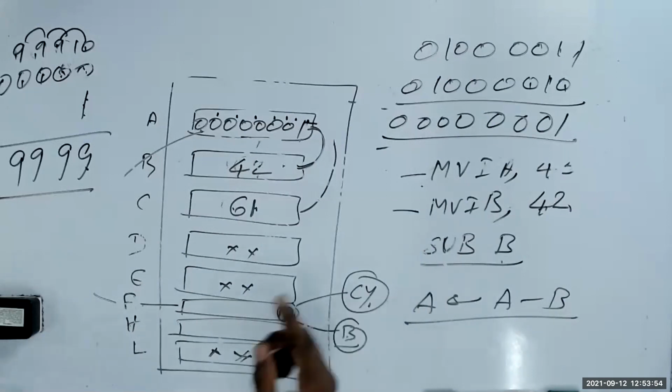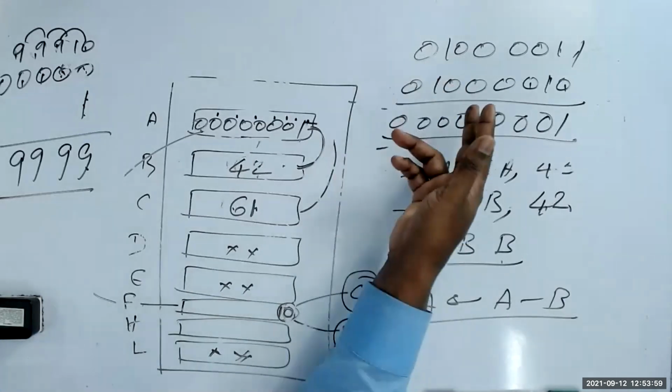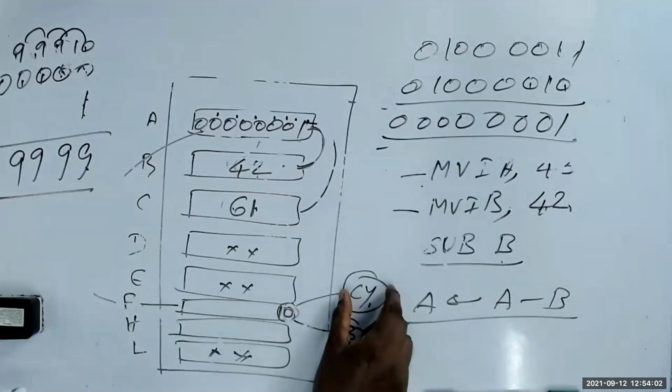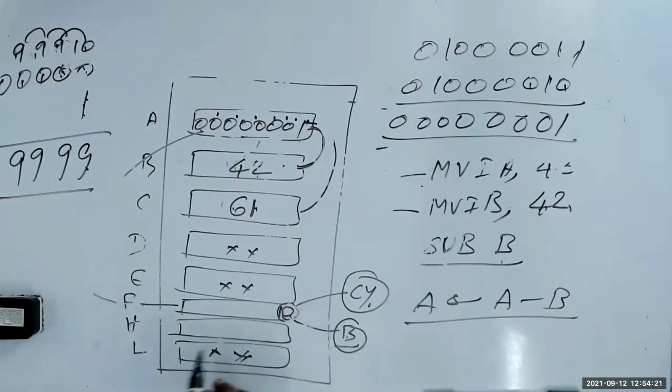This carry will act as a carry as well as a borrow. If you've done the previous operation as a subtraction, this will act as a borrow. Borrow being 0 means that the previous operation did not borrow anything. If it is 1, it tells me one piece of information: if this bit is 0, that means A is bigger than B. If this bit is 1, A is smaller than B. That is the meaning of this borrow bit.